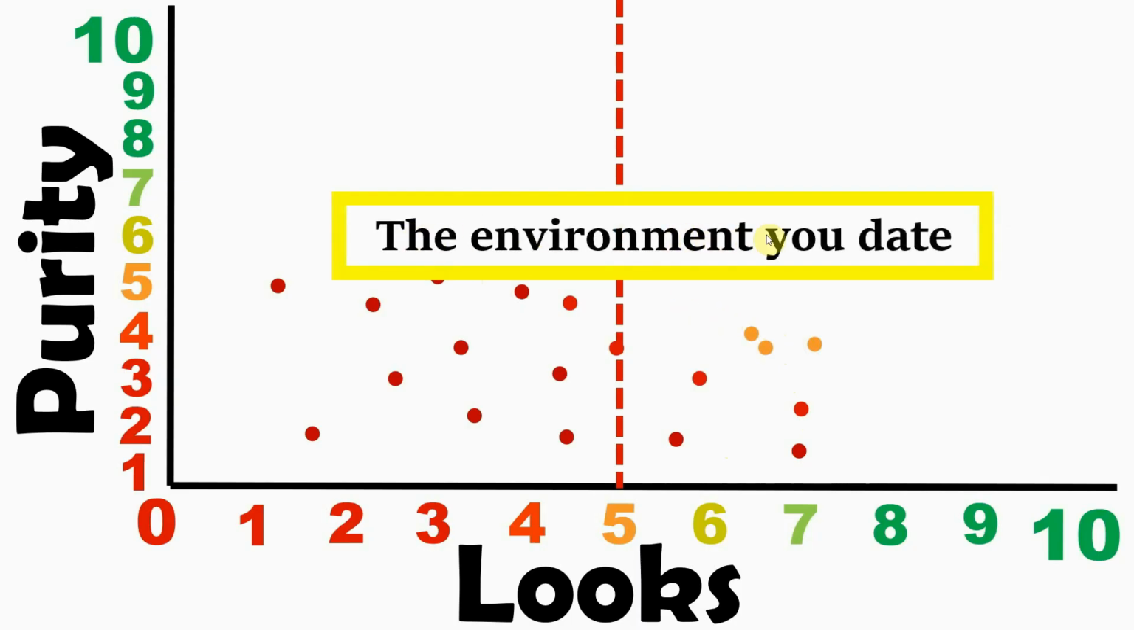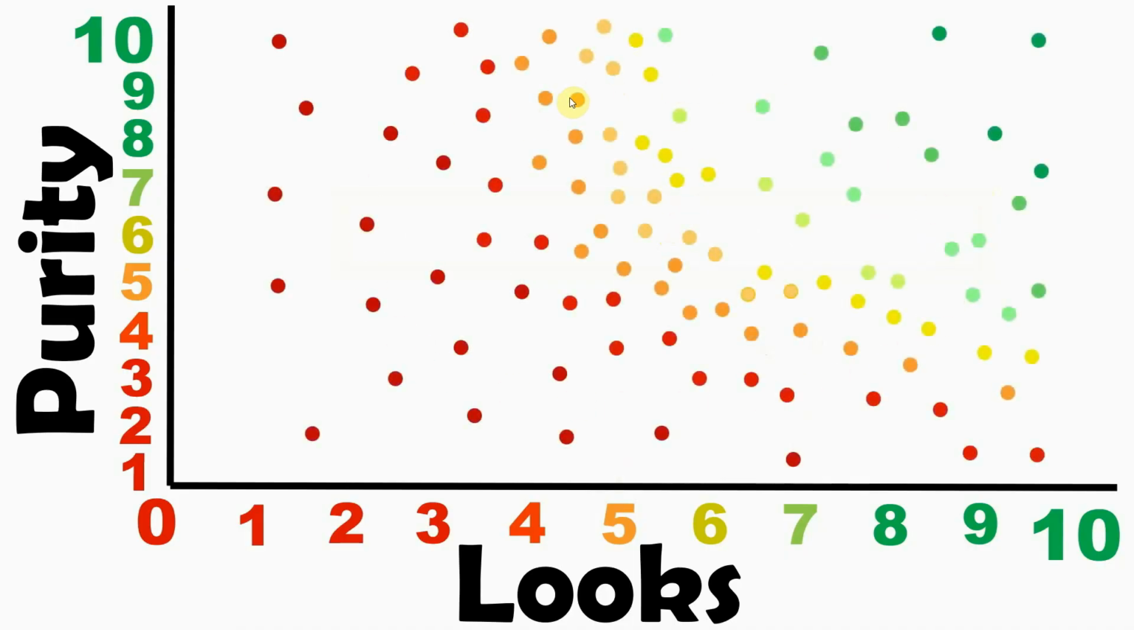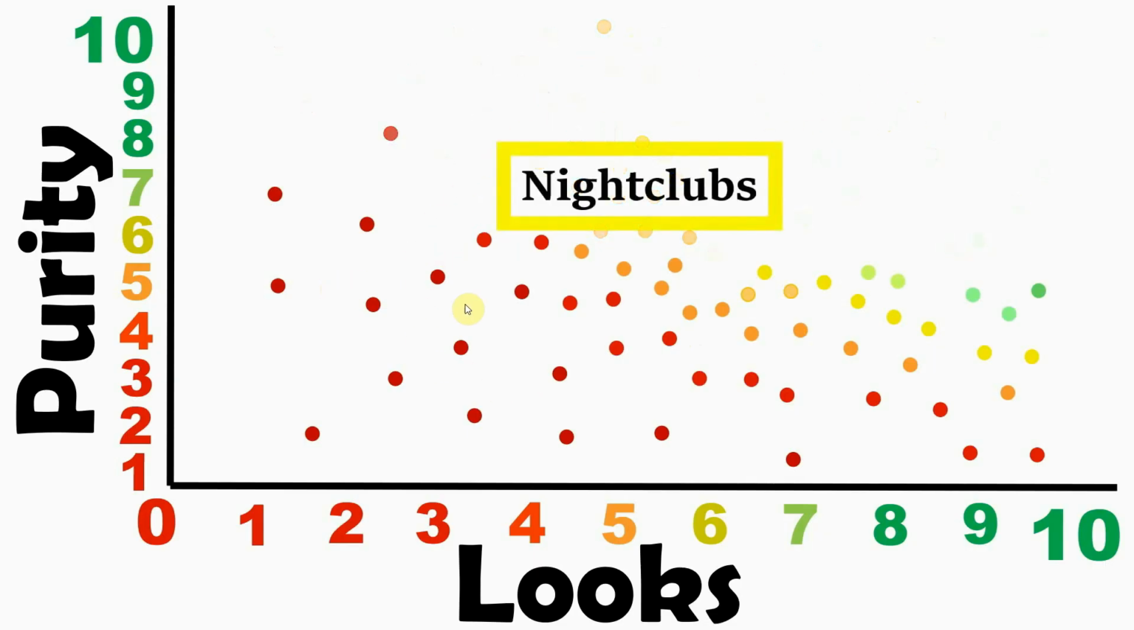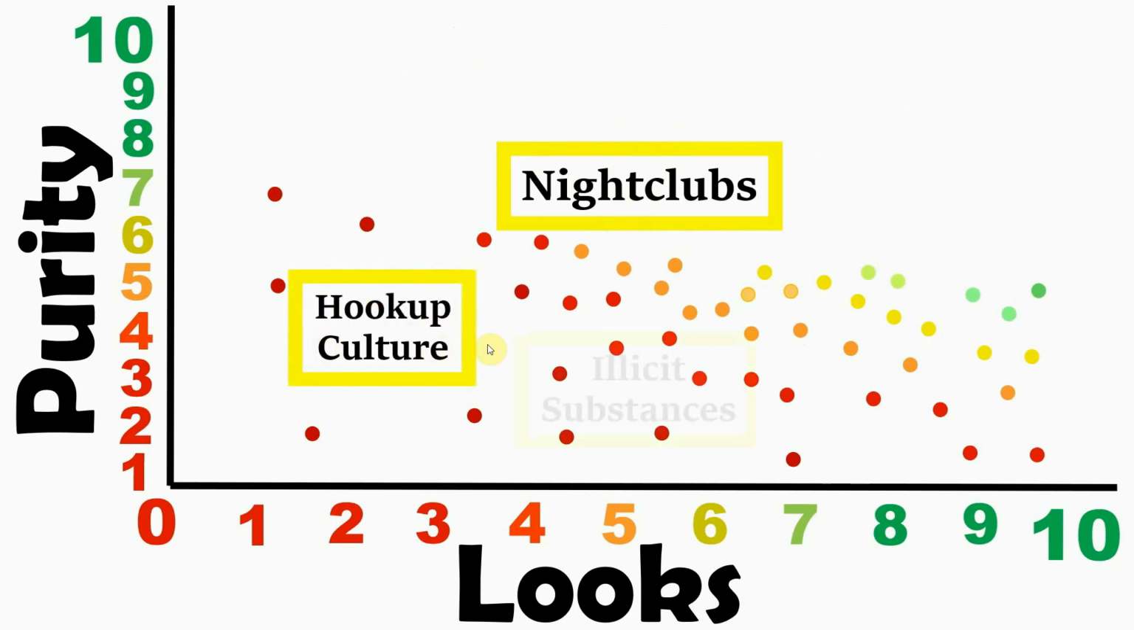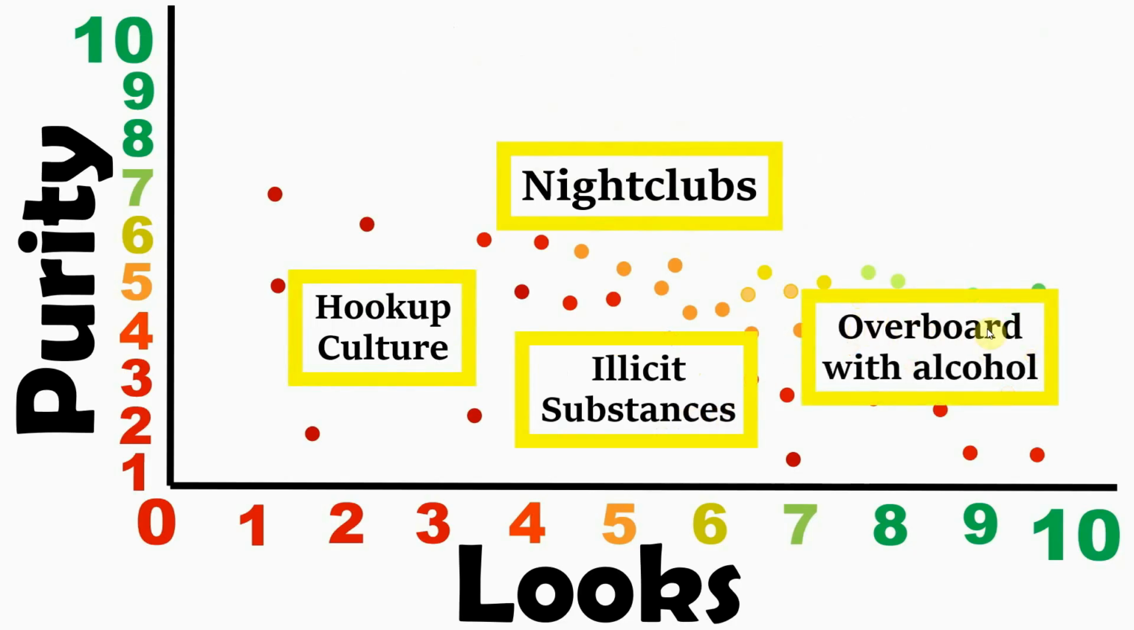The environment you choose to approach in has a massive effect too. Let's bring everyone back to the graph one more time. In a place such as a nightclub, what do you think the distribution of available women will look like? You can certainly bet it won't look like this. My guess is that it will look a lot more like this. Nightclubs are notorious for attracting those who indulge in hookup culture, those who take illicit substances, and those who go overboard with alcohol. All of these things will mean the majority of available options will fall to the bottom of this graph. So, it doesn't take a genius to work out going to a nightclub is probably the worst place to go wife searching.